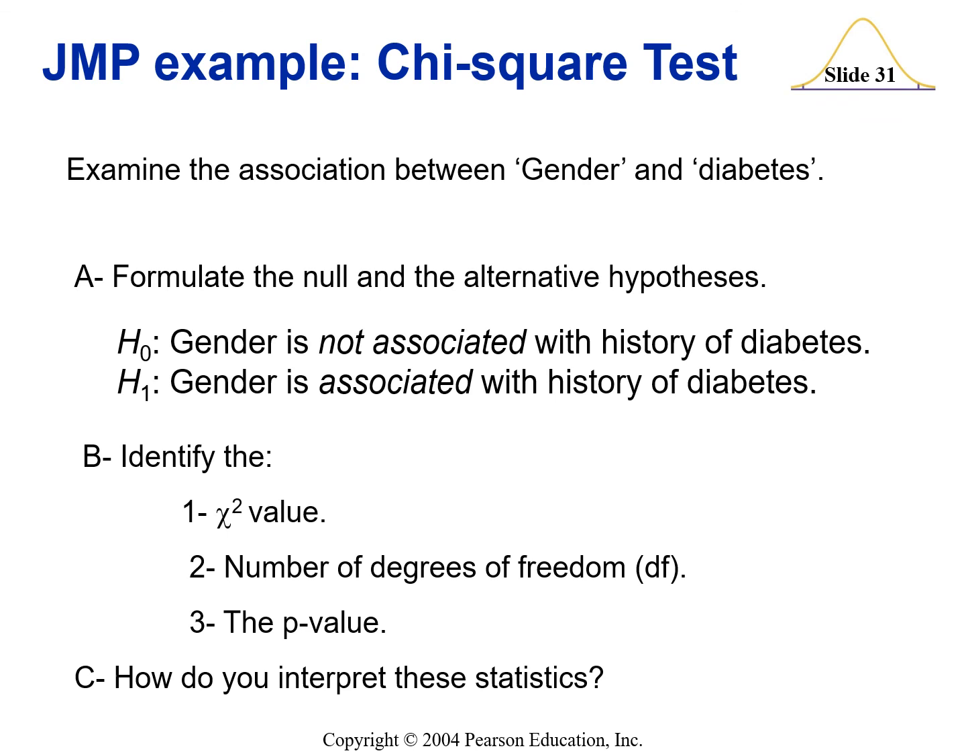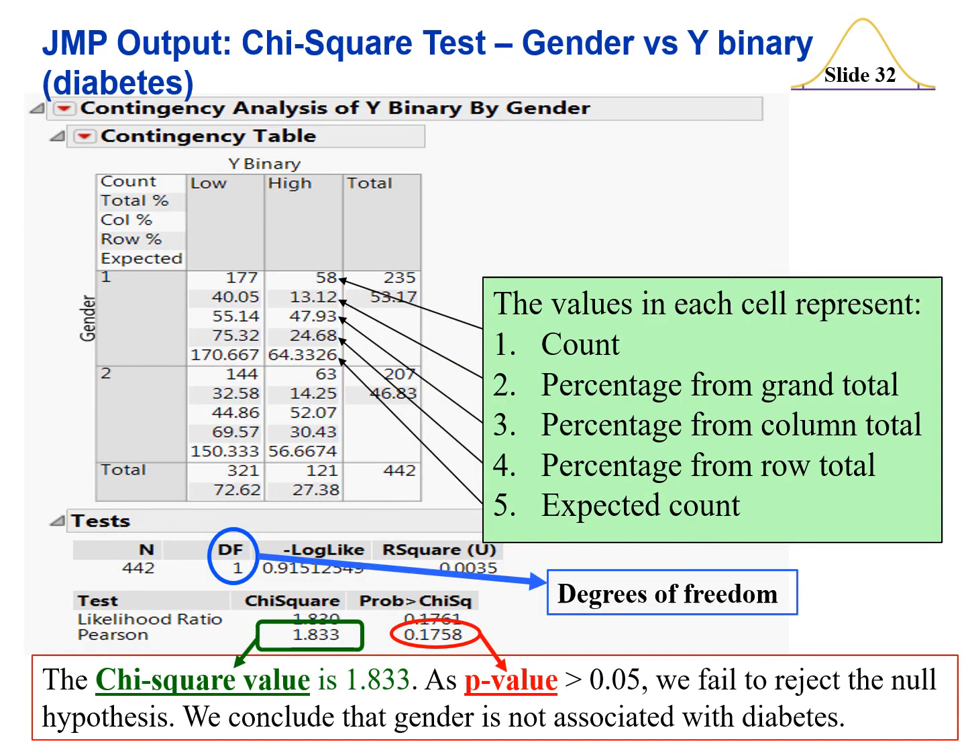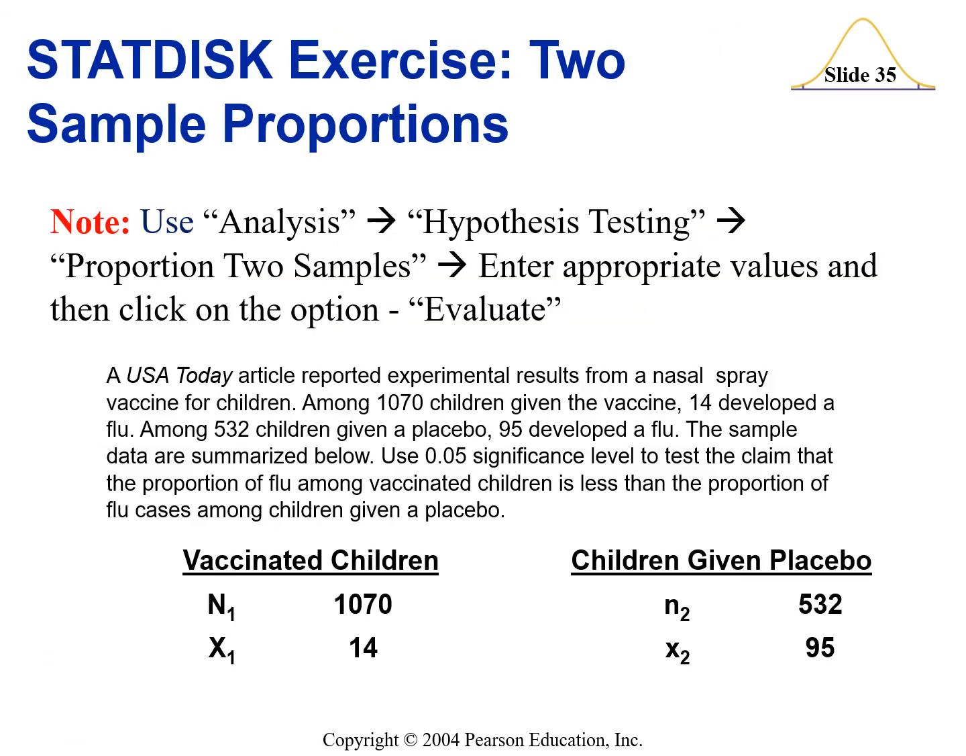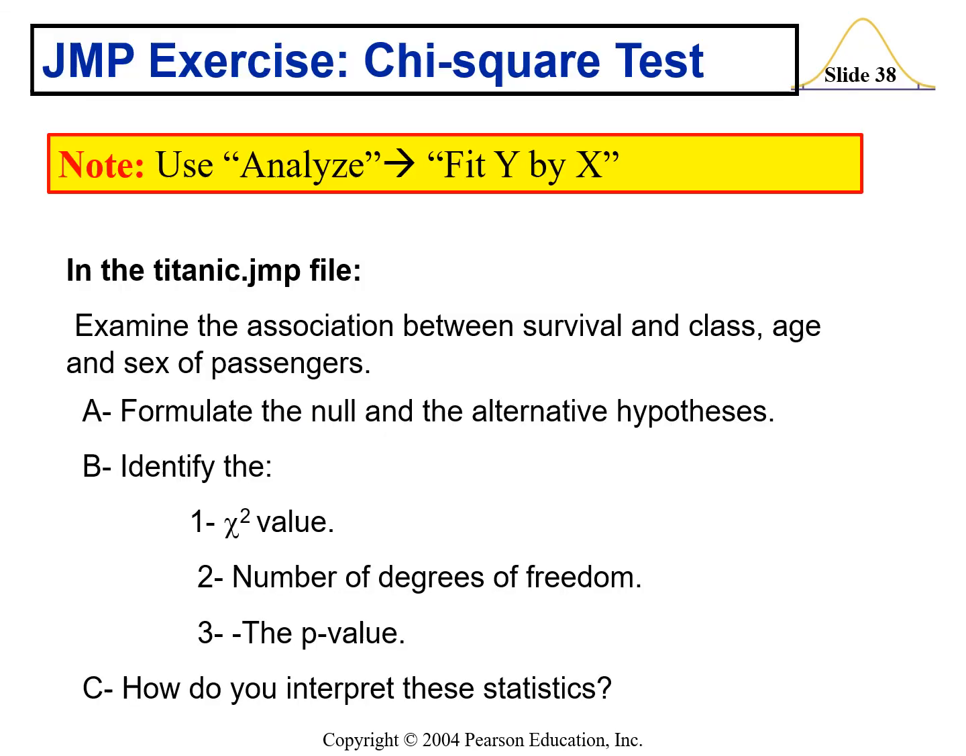Here is how to use JMP in the chi-square test. I don't know if we will have the possibility to do that later.